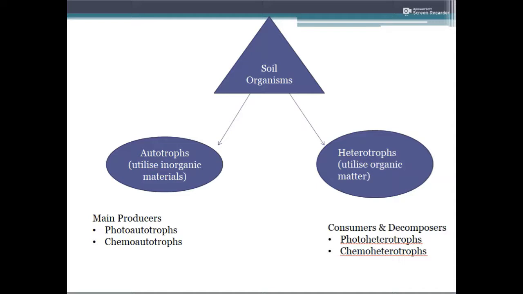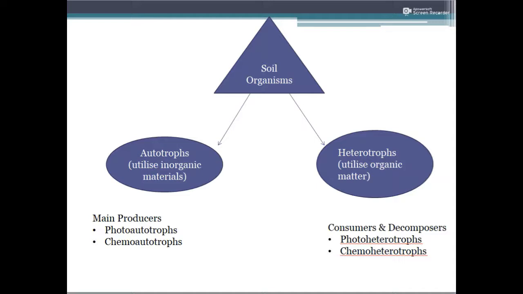Now, if you consider soil organisms, they can be either autotrophic or heterotrophic in nature. I'm not talking only about microorganisms; if we consider the whole range of soil organisms, they can be either autotrophic or heterotrophic. Autotrophic means they can use the inorganic materials found in the soil and synthesize their own food. That's why they are called autotrophs. So they are making organic particles using the inorganic materials found in the soil.